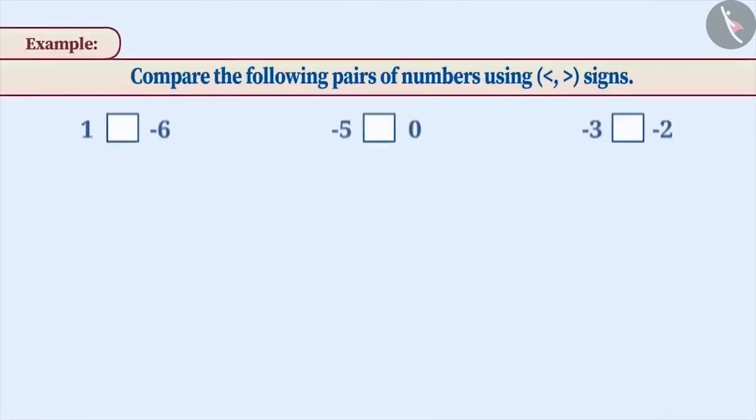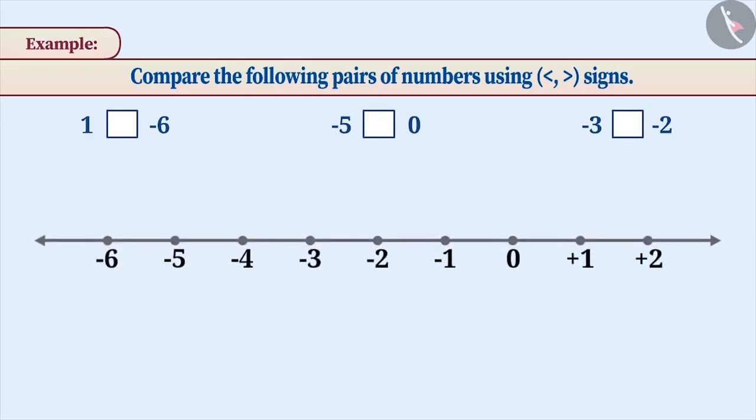Next example. Compare the following pairs of numbers using these signs. First of all, we have to compare the given numbers. Then, on the basis of comparison, we have to use the given sign. In order to do this, we will use the number line.